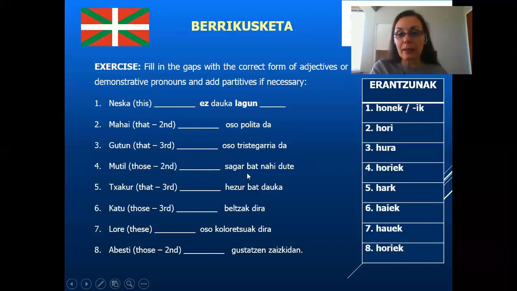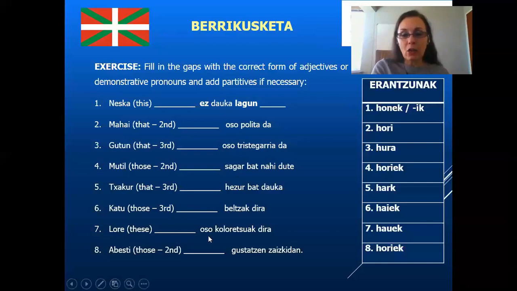Mutil horiek sagar bat nahi dute. Those boys want an apple. Second, horiek. Okay? Because they want something. What do you want? An apple. Transitive verb, nork case. Txakur, that, third case. Hezur bat dauka. That dog over there has a bone. Third position, very far away. Look at that dog, it's got a bone. So, hark. Katu haiek beltzak dira. Katu, haiek. Those ones, third position. Those cats over there, they are black.